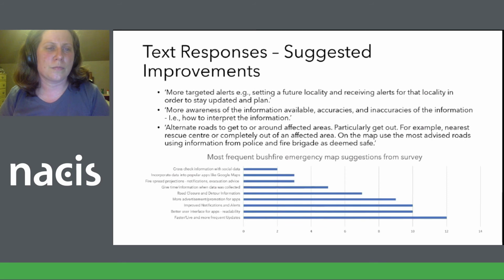The most common response for these apps was for them to have faster and more frequent updates. And it was interesting to see some people asking for more promotion and advertisement, considering the number of people who hadn't used these apps before. Some of the other more common suggestions were for things like improved user interface and improved notifications and alerts. Overall, I think we had some really interesting results, and it was definitely interesting to see the public's view on these emergency mapping applications.